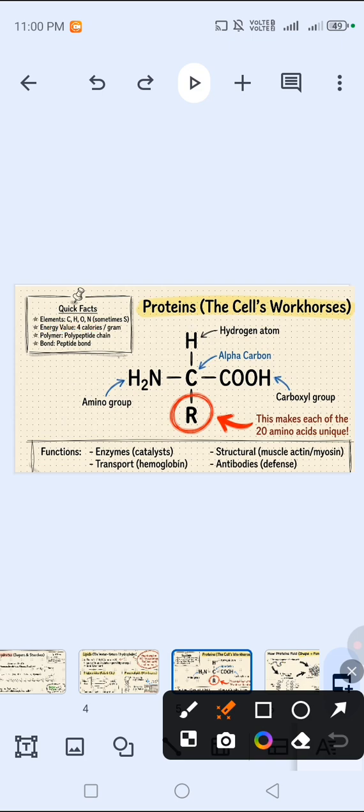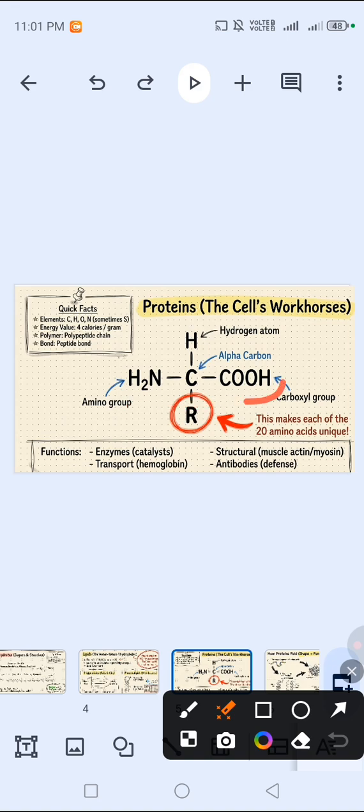And the energy output is 4 calories per gram. So the chemical bond in protein is the peptide bond, okay. And the monomers here are the amino acids, this is the structure, and polymers means monomers combine and make the polymers, so there will be a polypeptide chain.